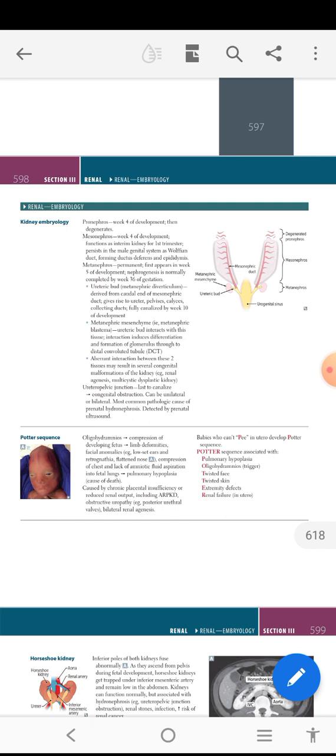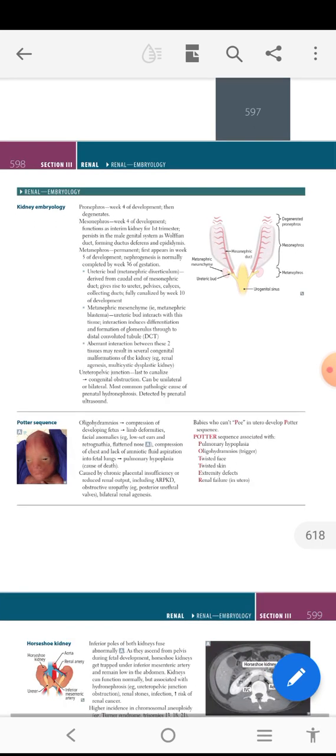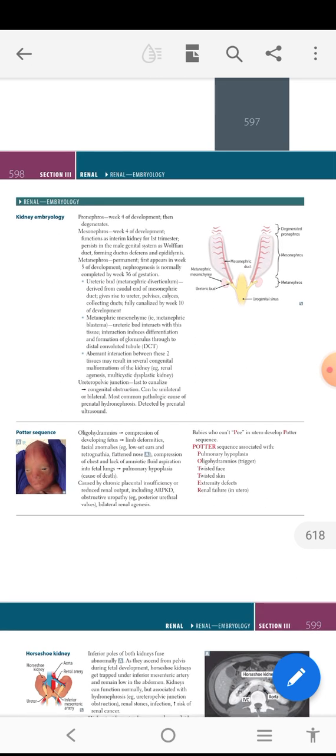Now there is a ureteric bud, which is metanephric diverticulum. So it is derived from the caudal end of the mesonephric duct, giving rise to the ureter, pelvises, calyxes, collecting ducts, fully canalized by the week 10 of the development. And while metanephric mesenchyme, which is a metanephric blastema, interacts with the ureteric bud, and this interaction induces the differentiation and formation of the glomeruli through to the DCT. So from the glomeruli to the DCT, it is contributed by the metanephric mesenchyme, and from the collecting duct all the way to the ureter, it is formed by the ureteric bud.